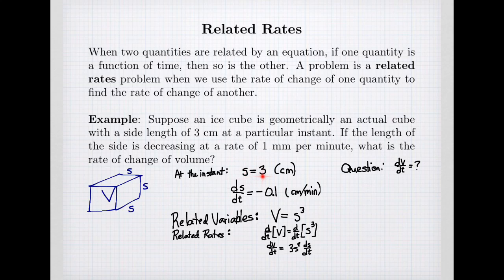In our problem, we've identified the value for s and for the rate of change of s, and we can use those quantities in our formula to determine the rate of change of our volume. So we have 3 times s squared, which is 3 centimeters squared, times ds/dt, which is -0.1 centimeter per minute, which gives me -2.7 cubic centimeters per minute. And so this is the rate of change of my volume.